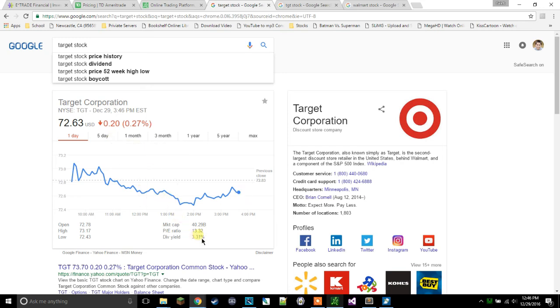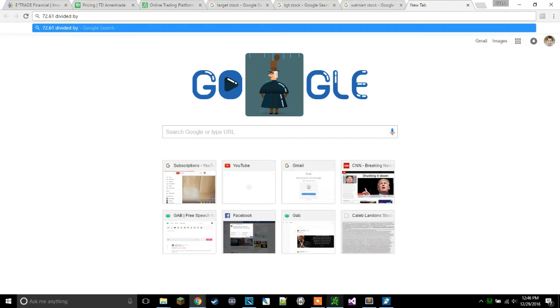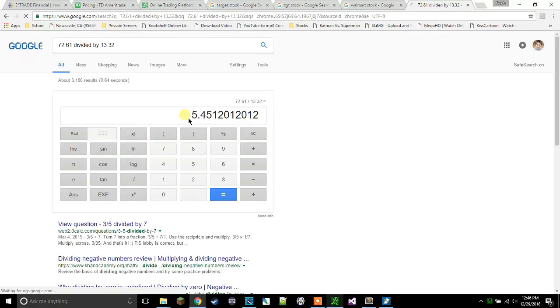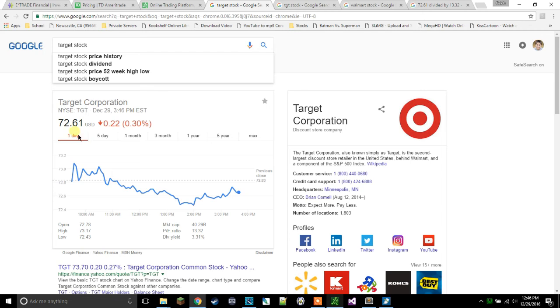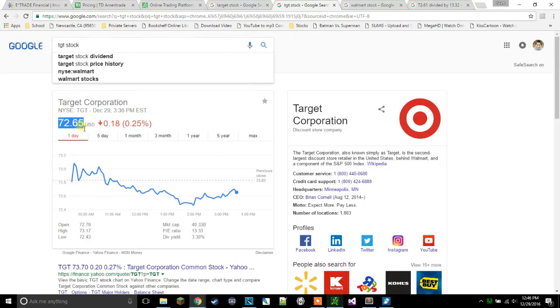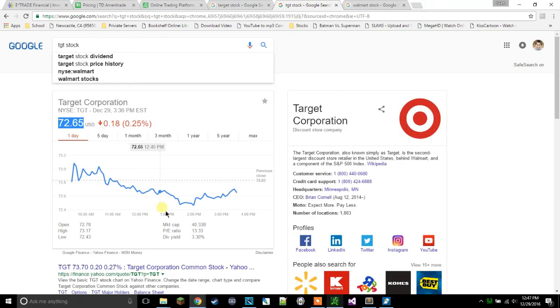So we could actually find out the earnings per share right now from dividing this, let's go into Google, divided by 13.32. Now this comes out to be 5.45 and there's a bunch of numbers. Basically what that's saying is for every share that you buy, the average amount of money that you will make on that share is this right here. So if you buy a $72.65 stock, in 1 year you'll probably have on average about $5.45 more than what you put in.